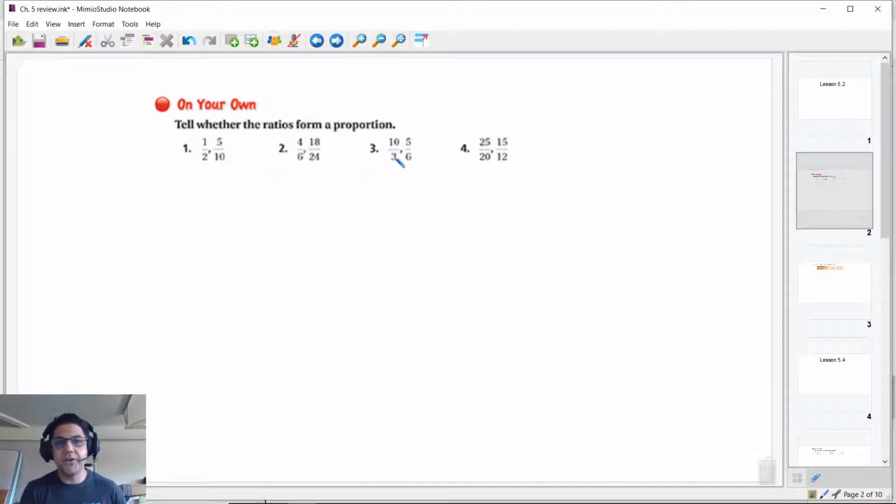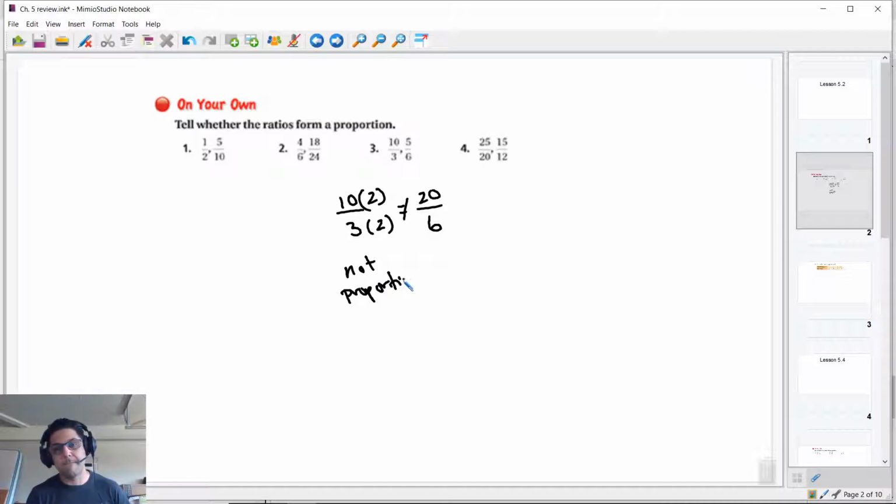So 10/3, change it into something over 6. So if I want to change a 3 into a denominator of a 6, obviously I have to multiply by 2. 10 multiplied by 2, because remember you have to do the exact same thing for numerator and denominator, gives me a 20. 20 over 6 is not the same thing as 5 over 6. So therefore, 5 over 6 and 20 over 6, not proportional.